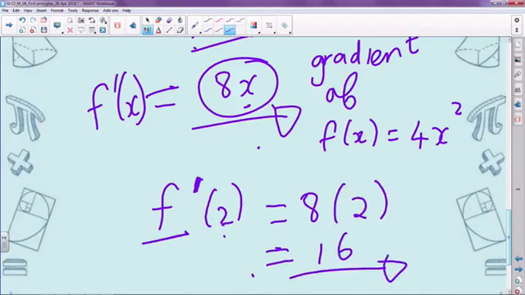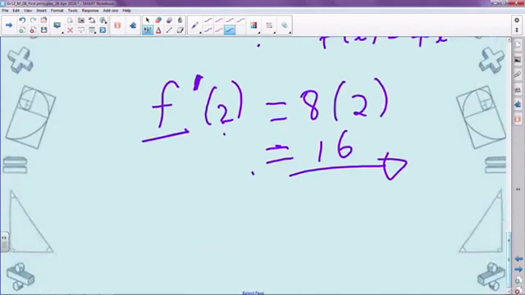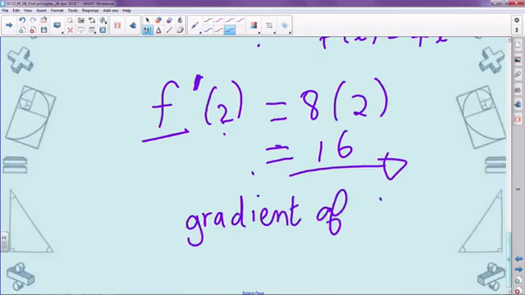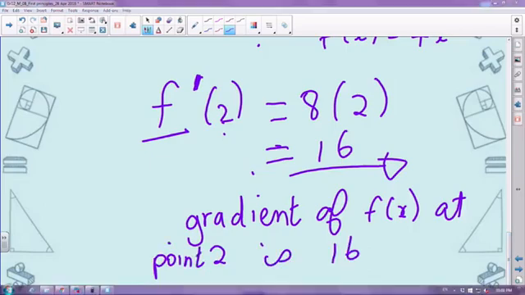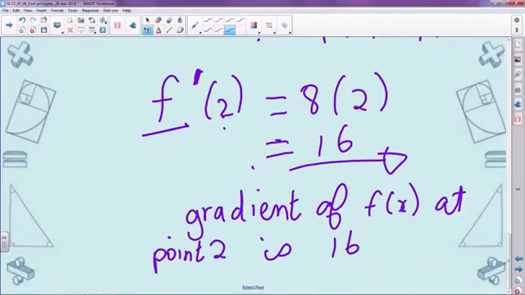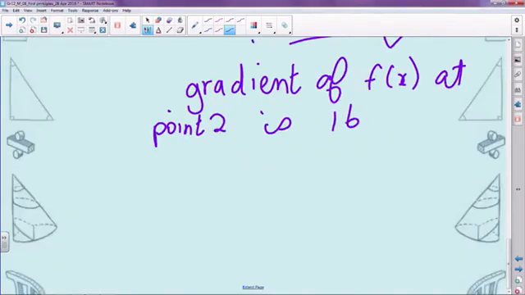So what does the 16 tell me? It tells me that the gradient of your curve, so the gradient of f of x, at the point 2, is 16. Or if you want to say it another way, the gradient of the tangent drawn to the graph f of x at the point 2, so the slope of the tangent, is also going to be 16.